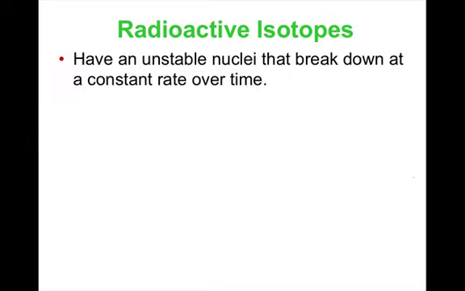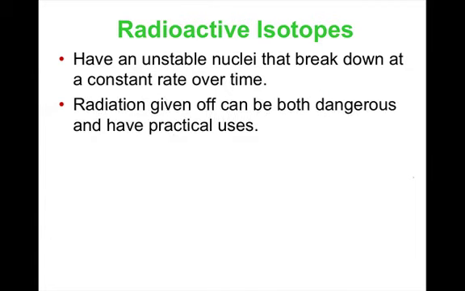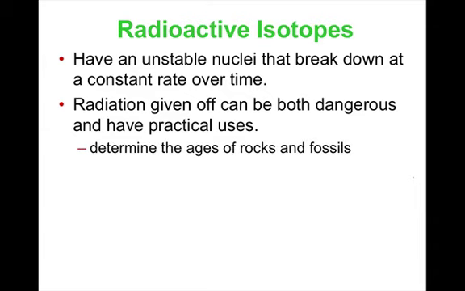So, radioactive isotopes have what's called unstable nuclei that break down at a constant rate over time. A lot of times what we use these for is what's called carbon dating. Radiation given off can be both dangerous and have practical uses. So, what do we use radioactive isotopes for? We use those to determine the ages of rocks and fossils.